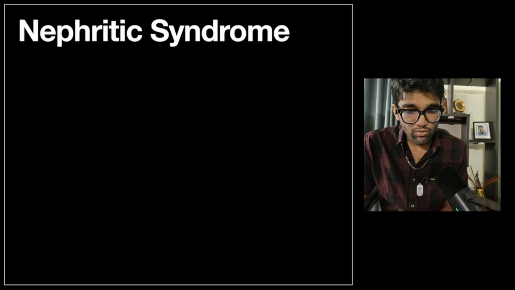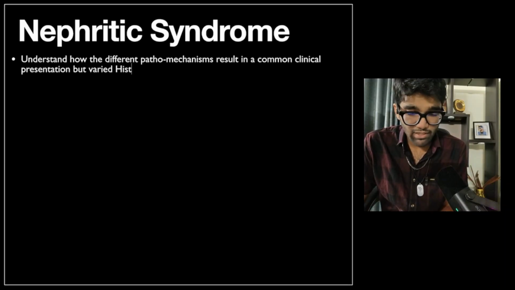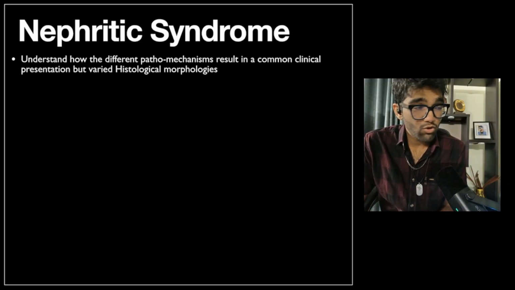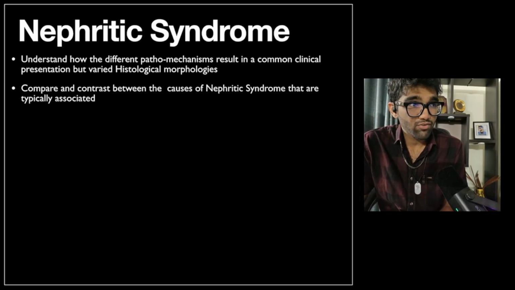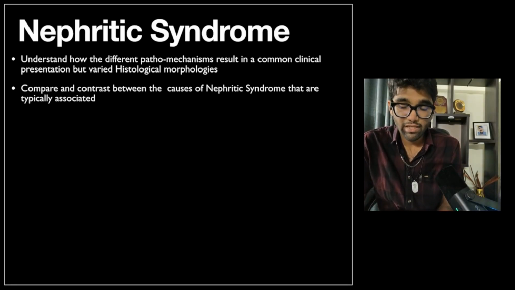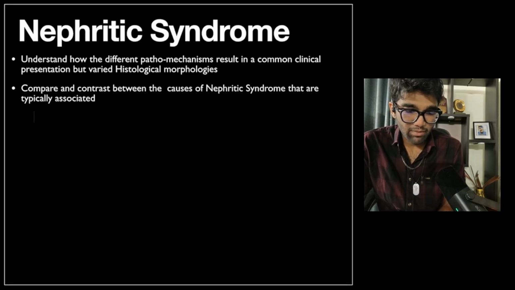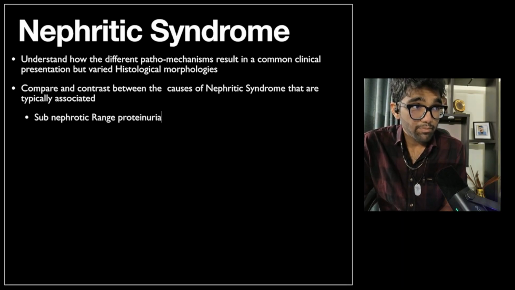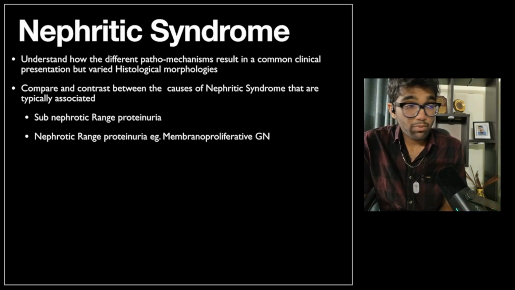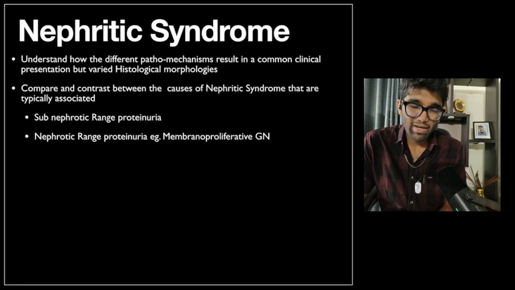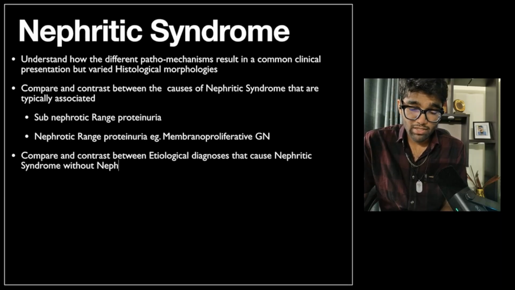Okay. Now, first, we'll try to understand the different pathomechanisms that result in a common presentation but varied histological morphologies. We've covered a part of it, as in we've covered nephrotic syndrome. We'll just delve into nephritic syndrome here. We'll compare and contrast between the causes of nephritic syndrome that are typically associated with, in this discussion, subnephrotic proteinuria, and in the next discussion, nephrotic range proteinuria. That will include membranoproliferative GN, for example, but it'll also include your plasma cell dyscrasias related glomerular injury.